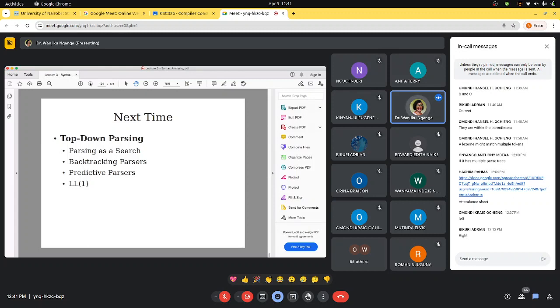If you're using a parser generator, then you could try out bottom-up parsing, but it's a bit more complicated to implement. But you can just basically start reading about this. So we're going to look at backtracking parsers, predictive parsers, and LL1 parsing as what we're going to be talking about. Did I hear somebody's hand up?